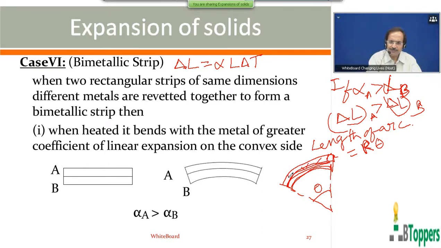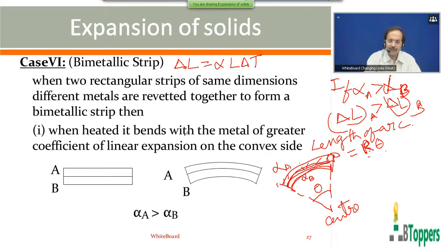That means the metal which has the greater coefficient of linear expansion will lie on the farther side of the center of curvature, which has greater length. The metallic strip with greater coefficient of linear expansion expands more. Therefore, it will have a greater final length, meaning it will lie on the outer side with a slightly greater radius of curvature, because the final length of rod A is more than the final length of rod B. So the length of the arc for A is more than the length of the arc for B for a given value of theta.